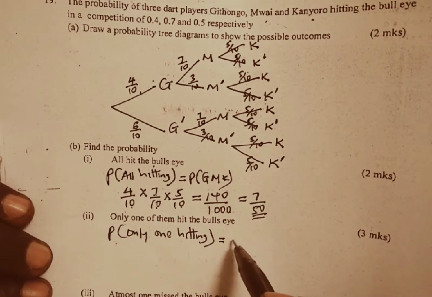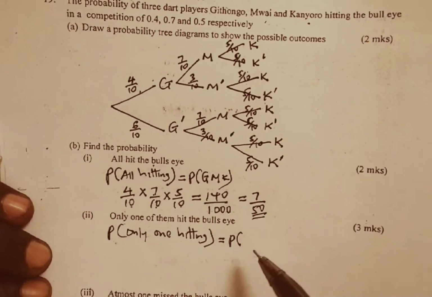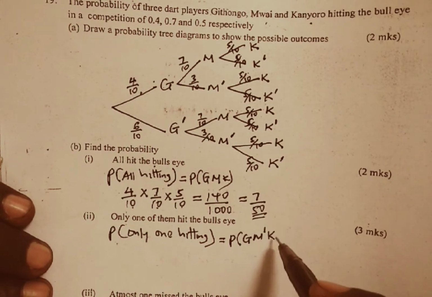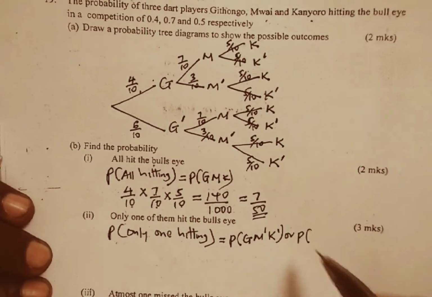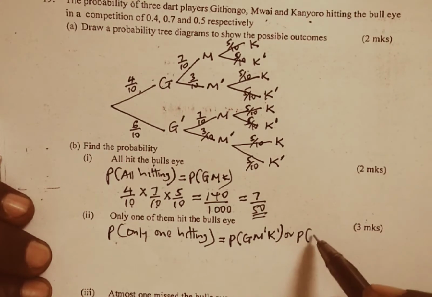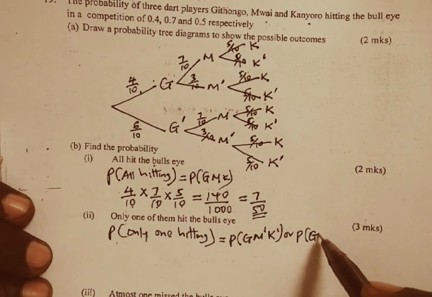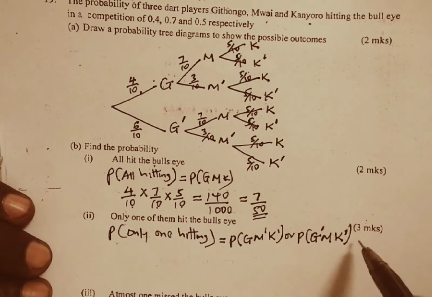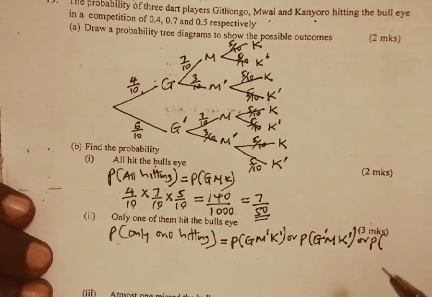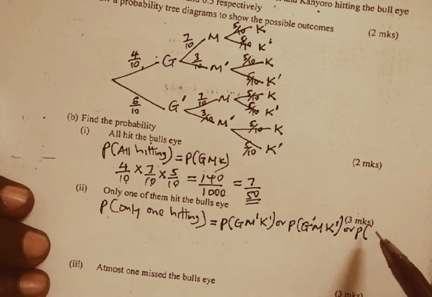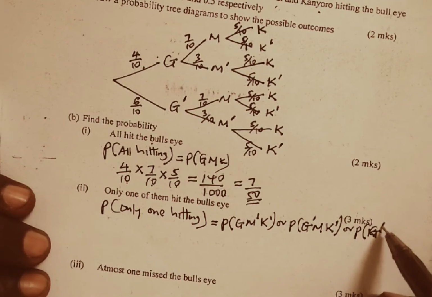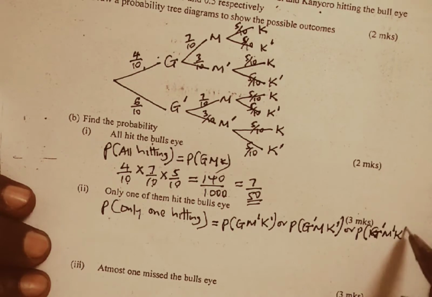That is to say, we are going to take the probability of, if it is Githongo hitting, Mwai will miss, Kanyoro will miss, or if it is the probability of Mwai hitting now, Githongo missing, Mwai hitting, but Kanyoro missing, or the probability of, we have now Kanyoro hitting, but, or we can say systematically Githongo missing, Mwai missing, but Kanyoro hitting.